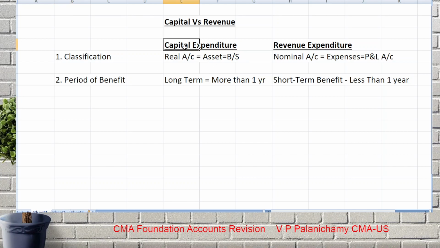The capital expenditure is very simple. It gives us which benefit? More than 1 year benefit, otherwise called as what? Long term benefit. But whereas revenue expenditures give us only what? A short term benefit, less than 1 year benefit.